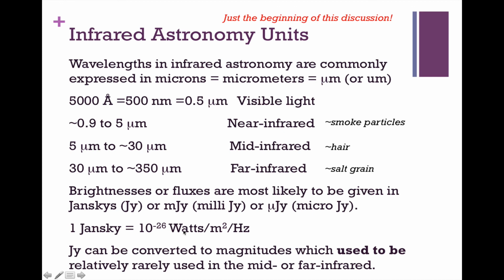Janskys can be converted to magnitudes, and it used to be that magnitudes were very rarely used in the infrared, but because of all the missions we've had in the past 10 years, magnitudes are now used with gleeful abandon throughout infrared astronomy, and people frequently move back and forth between magnitudes and flux densities. We're going to do that too.